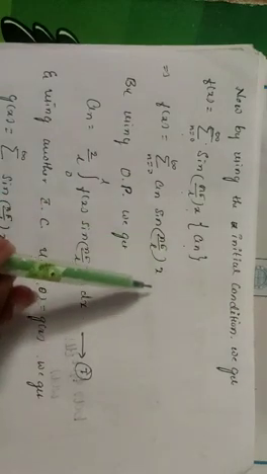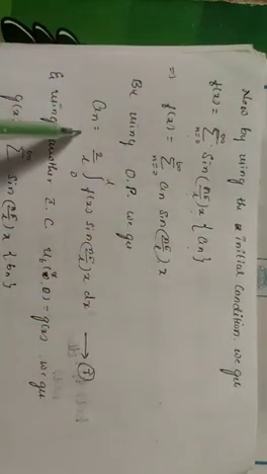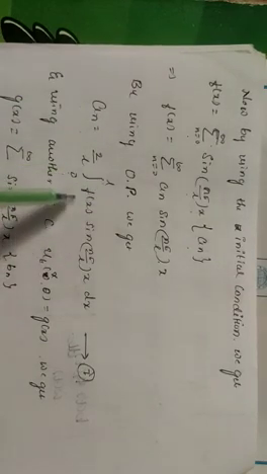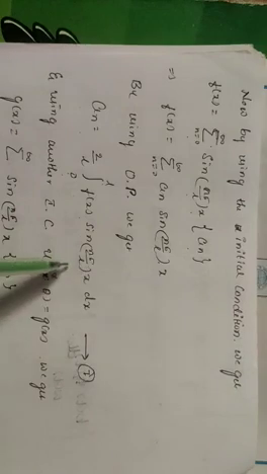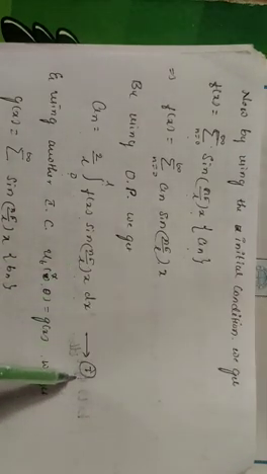Now we apply the orthogonal property to this equation. We get an equals 2 over L into the integral from 0 to L of f of x into sin n pi over L into x into dx. We call this equation number 7.